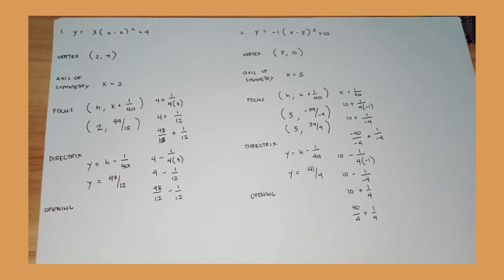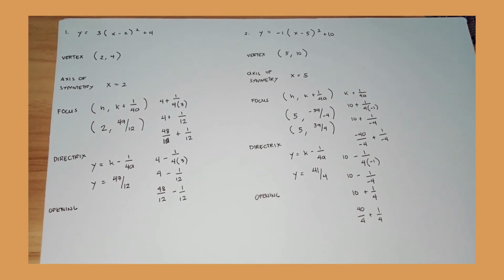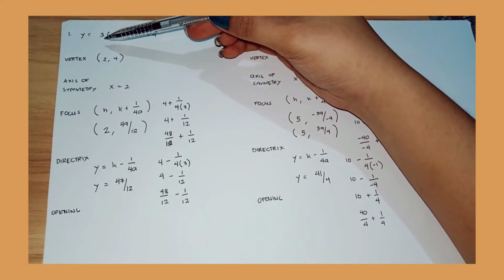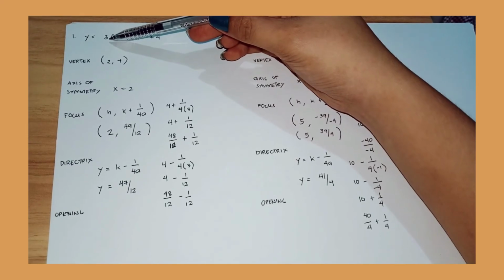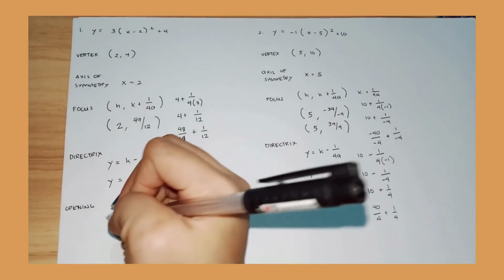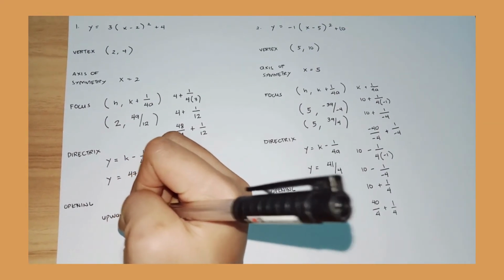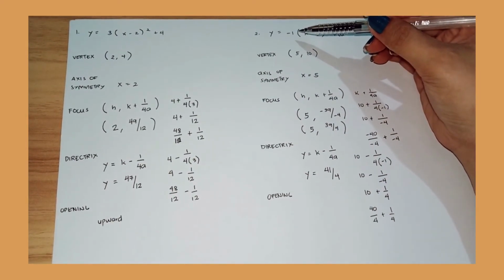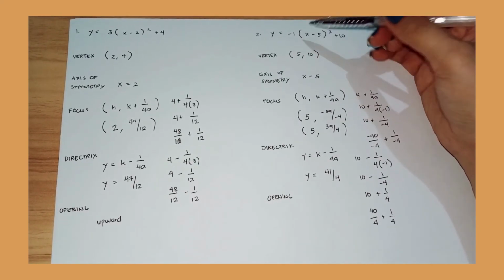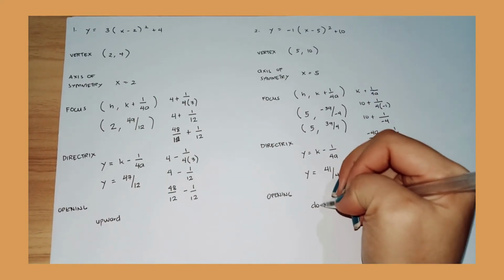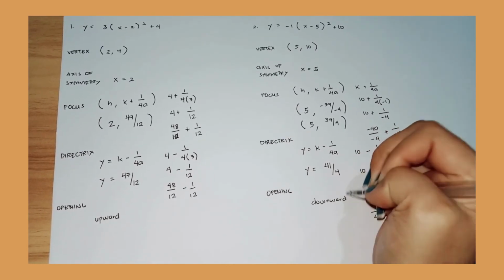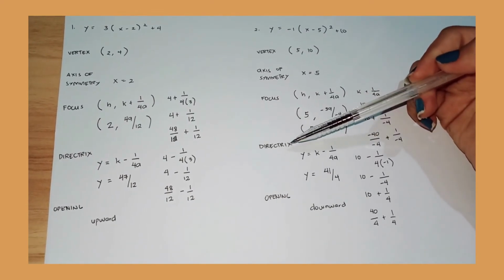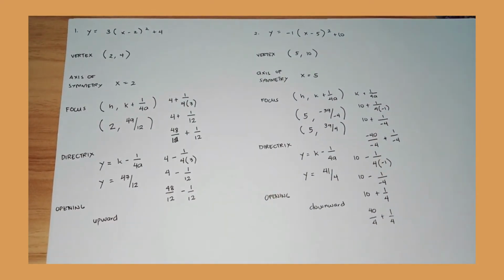Lastly, we need to find the opening. Yung opening, nakabase lang tayo dito sa unang number. Kapag ang unang number ay positive, so in this case, 3 is positive, ang opening natin is upward. And then, kapag naman ang unang number ay negative, like in this case, negative 1, the opening is downward. So that is how you get the vertex, axis of symmetry, focus, directrix, and the opening of a parabola.